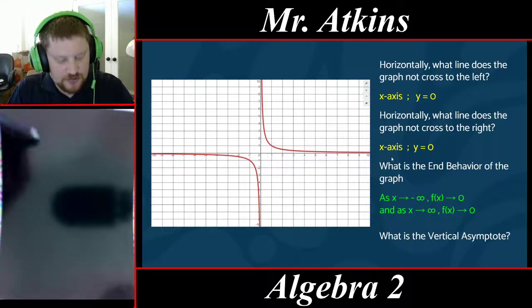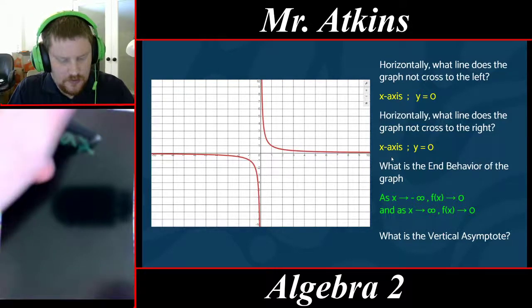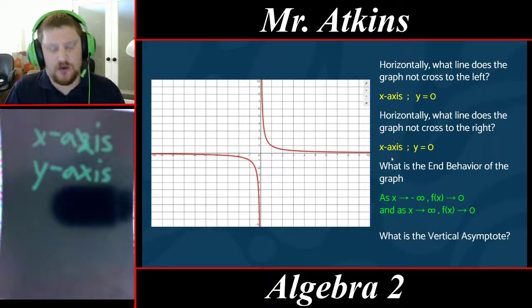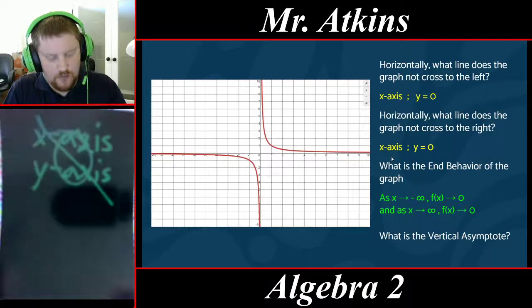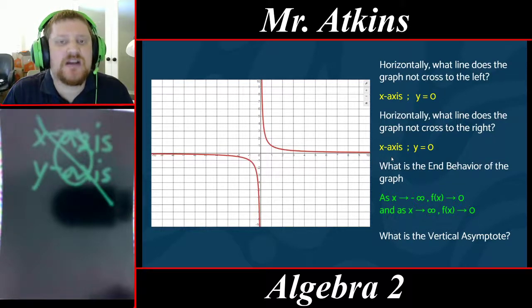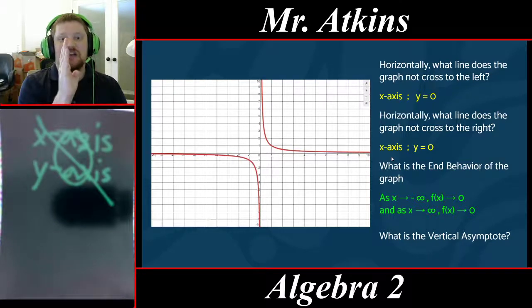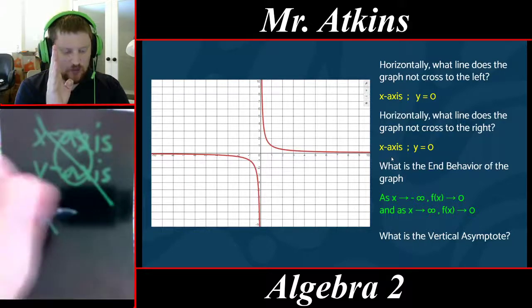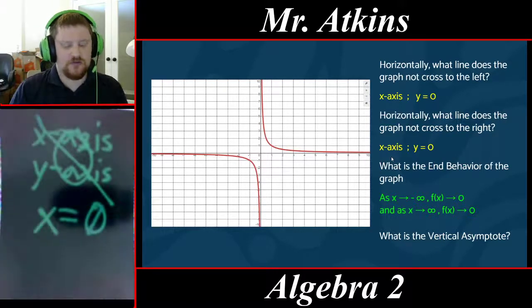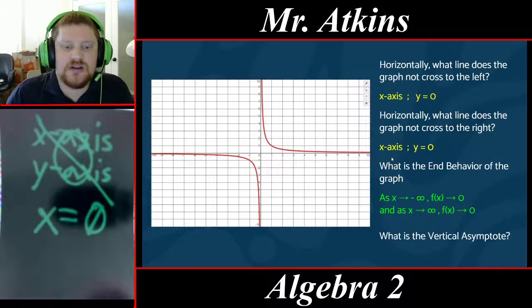Because we never actually use x-axis or y-axis as the name of an asymptote. This is never, ever, ever what we do. The reason for that is because those aren't actually the name of lines that we can put on a graph. So, the y-axis is what line? Since it's vertical, we know that it's x equals, but what does x equal? In this case, we're right in the middle, so it's 0. Our vertical asymptote is x equals 0.